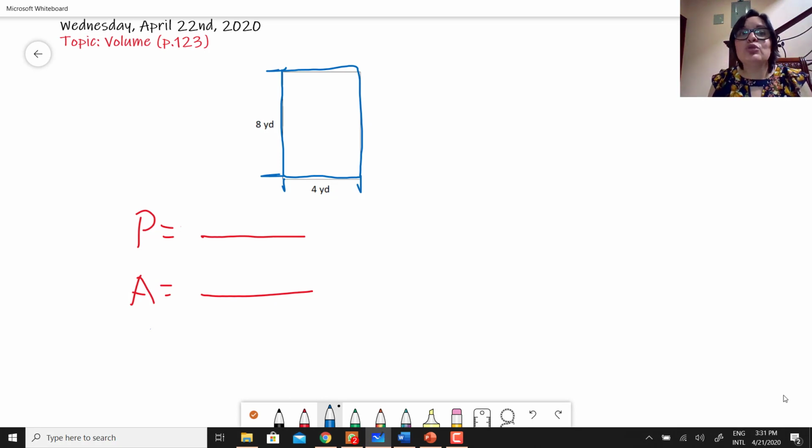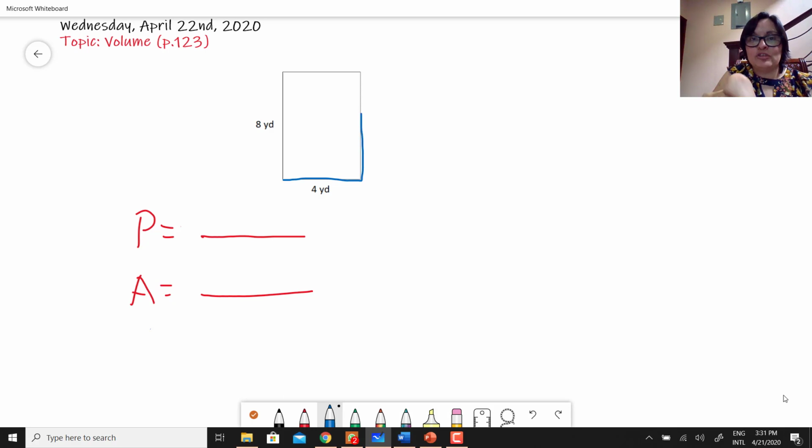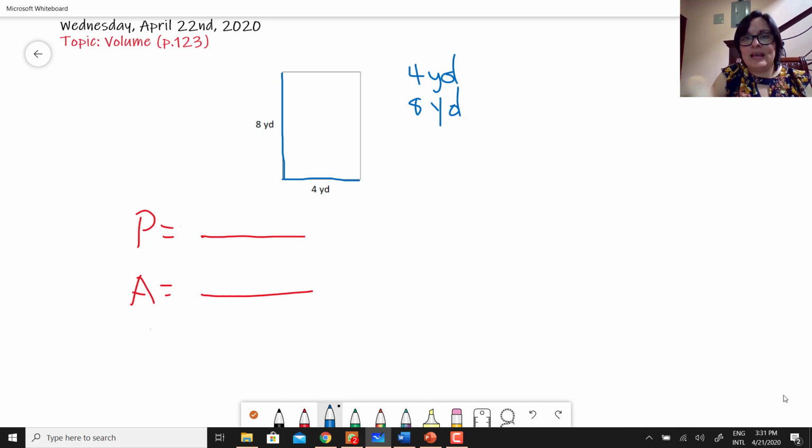That means that you have to add all the sides that you have in the perimeter. In the shape, you have to add this side plus this side plus this side and plus this side. Okay? In the perimeter, you don't have to multiply, just to add. So, let's see. What is the measurement of this side? 4 yards. Plus, what is the measurement of this side? 8 yards. Excellent.